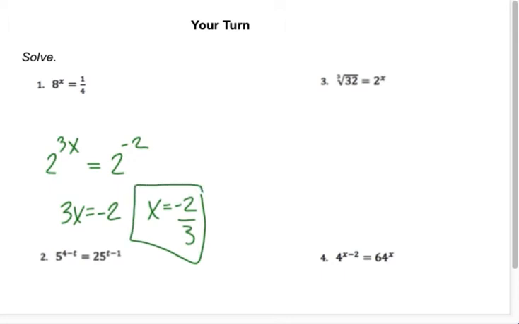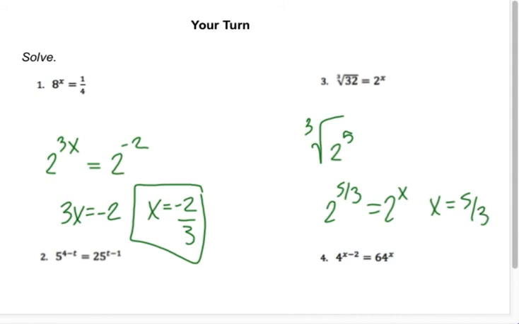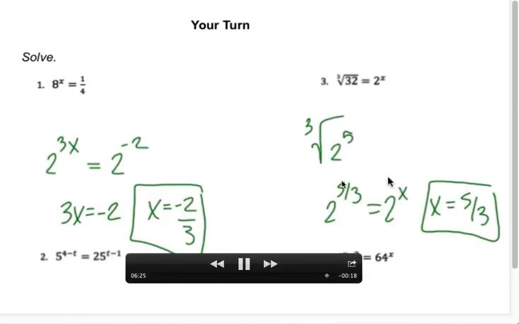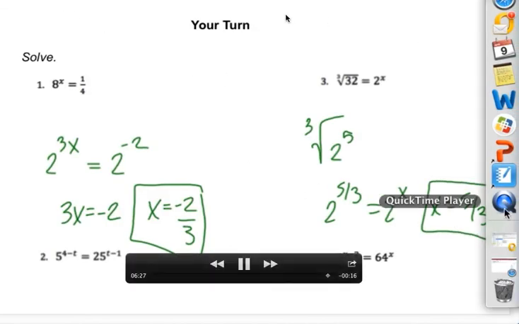Skipping along here, I don't think we're going to have time to do all of them. Let's do number 3. So 32 I can rewrite as 2 to the power of 5. And this becomes 2 to the power of 5/3 equals 2 to the power of x, so x equals 5/3. And that's it for today.